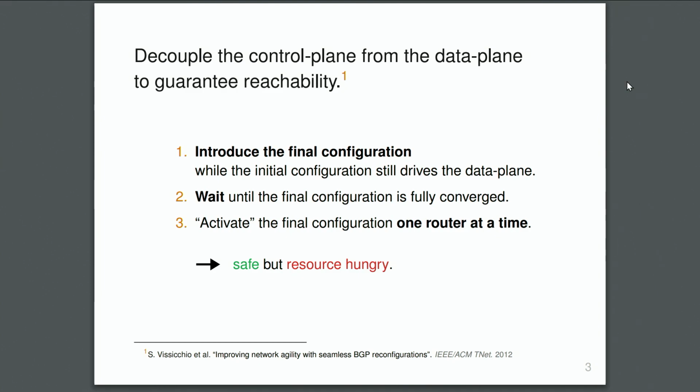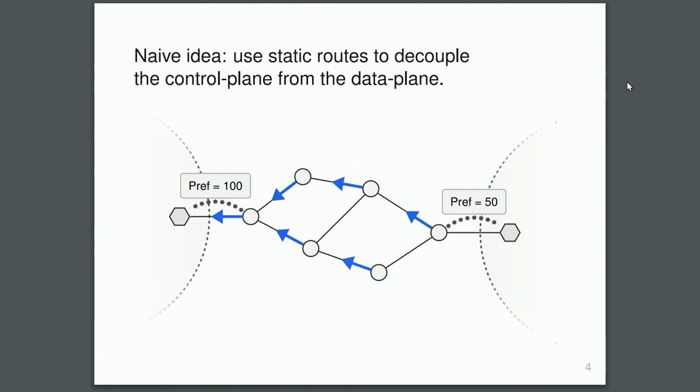But maybe we can achieve the same decoupling of the data plane and control plane without duplicating the control plane. And we could do so by using static routes. The idea is that we push static routes everywhere in the network, which would then fix the initial forwarding state. Then we can just reconfigure BGP and let it converge without it affecting the forwarding state. And then finally, we just remove the static routes from right to left until the network is reconfigured.